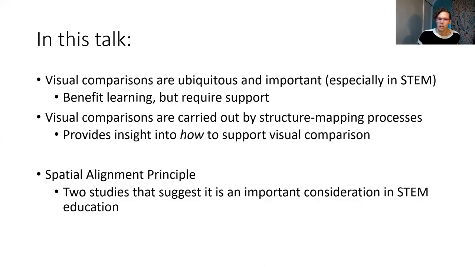And then I'll talk a little bit about some evidence about how visual comparisons we think are carried out by a process of structure mapping, and then discuss a little bit how thinking about it that way can provide some insight into how we can support these sorts of visual comparisons and support learning. In particular, I'm going to be focusing on the spatial alignment principle, which is derived from structure mapping theory. And I'll be discussing two completed studies we have that suggest that it's an important consideration in STEM education. And then hopefully, if there's time, I'll also talk a little bit about some ongoing work we have extending that.